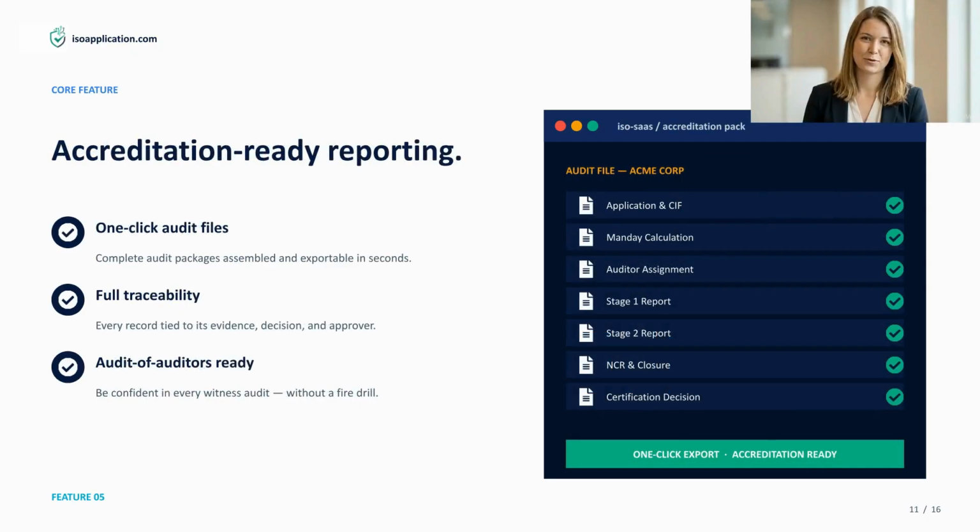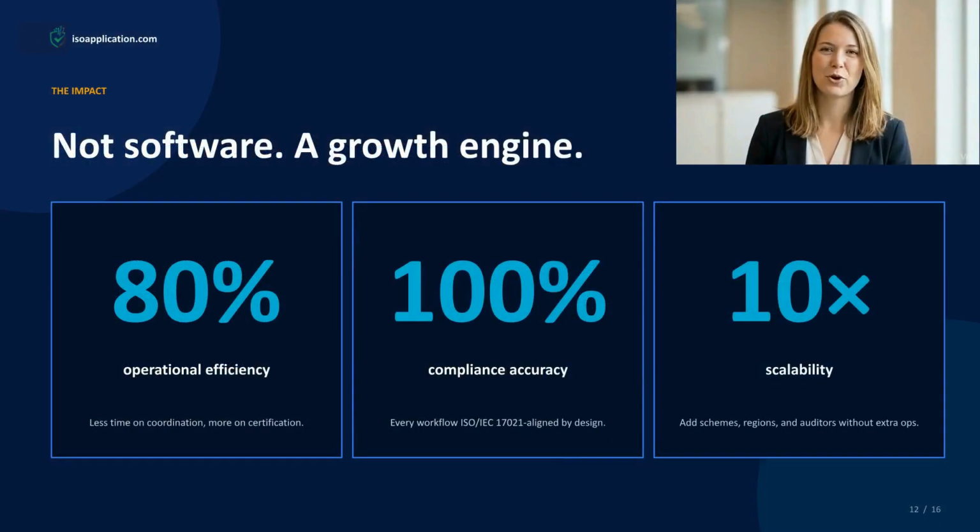Achieve accreditation-ready reporting. With one-click audit files, full traceability of all records, and audit of auditors' readiness, you can be confident in every witness audit. ISO Application is more than just software. It's a growth engine. It delivers up to 80% operational efficiency, 100% compliance accuracy, and 10x scalability, allowing you to grow your schemes and regions without extra ops.